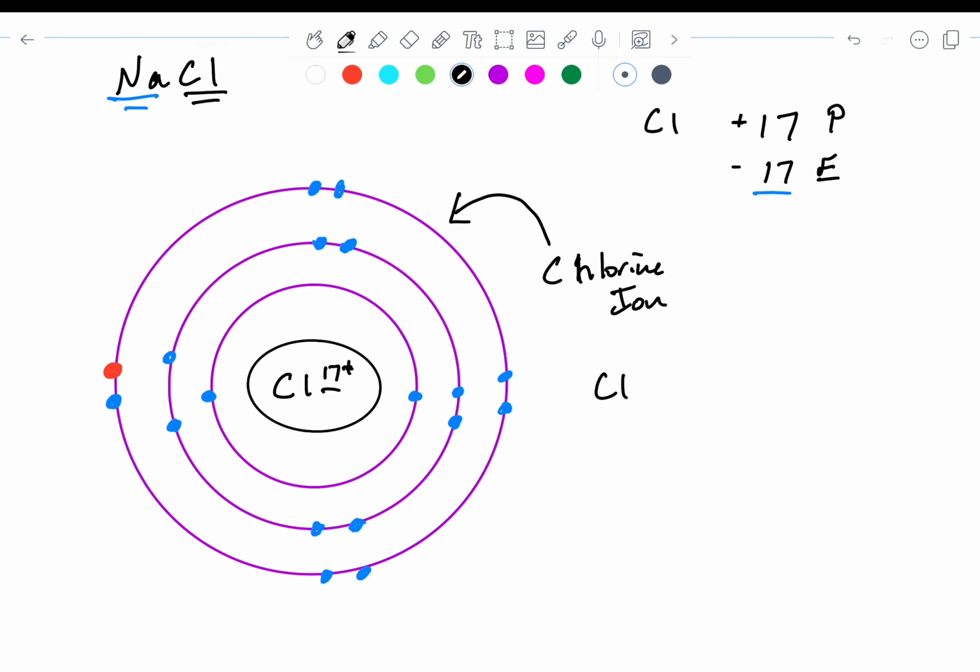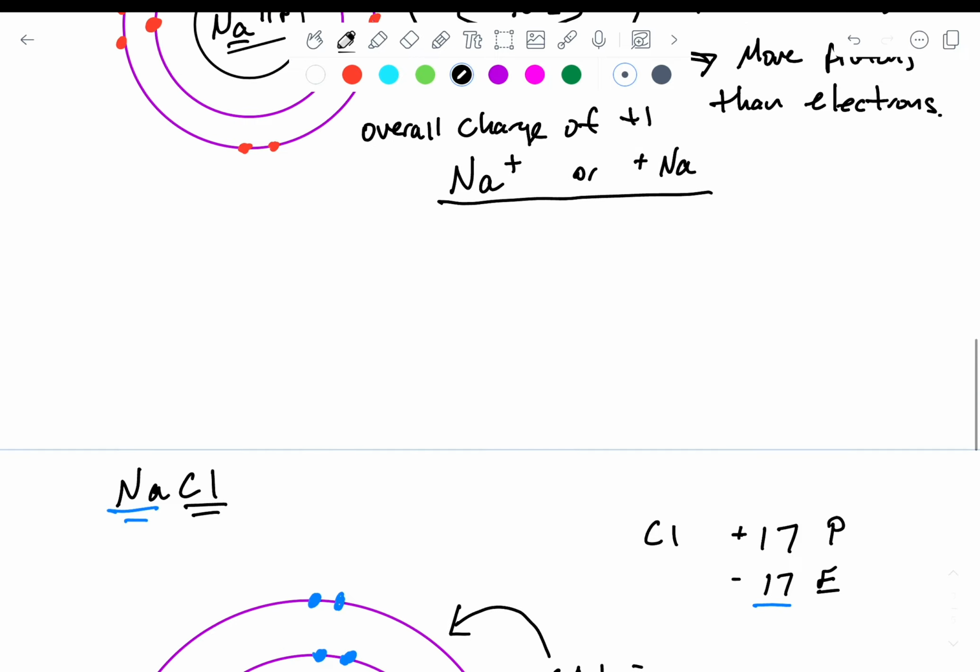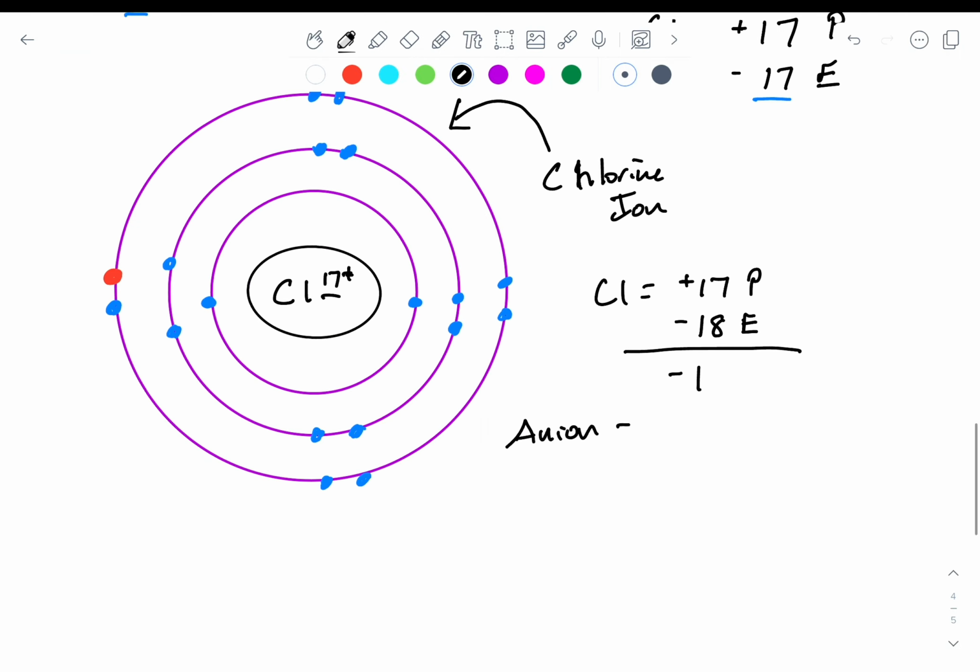What that means is that this still has 17 protons, and those are still positive. But now if we count these up, this has 18 electrons, and those electrons are negative. So if we do the overall charge, 17 minus 18 is essentially minus 1. So in this case, we now have an anion. An anion means that the overall charge is negative.